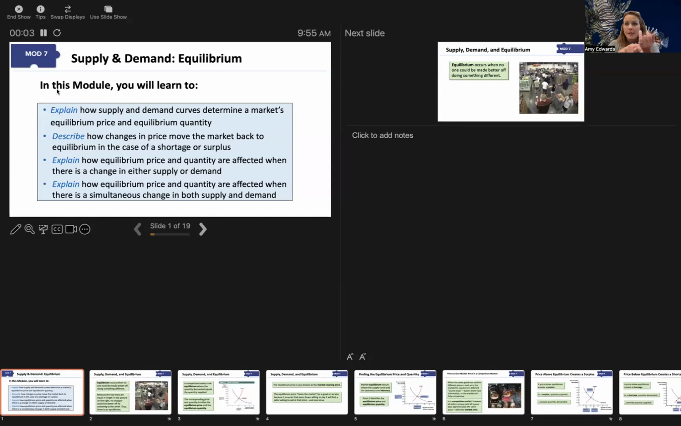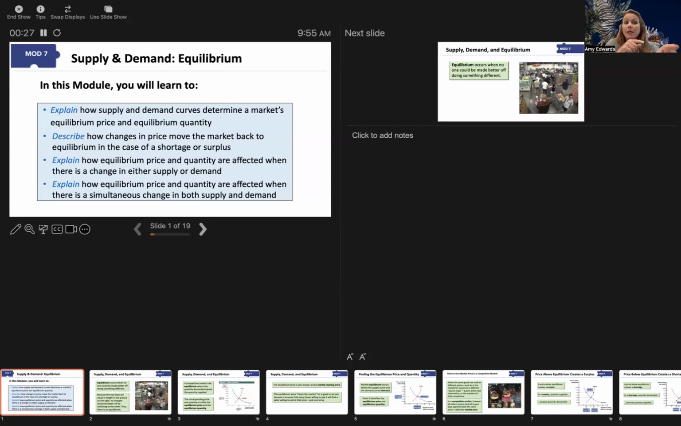So we've talked about demand, we've talked about supply, and the whole point is, like we've said, consumers want to get the cheapest price. Sellers want to sell it for the most expensive. Well, how do we somehow meet in the middle and get to where the buyer's happy and the seller's happy? That whole concept is called equilibrium.